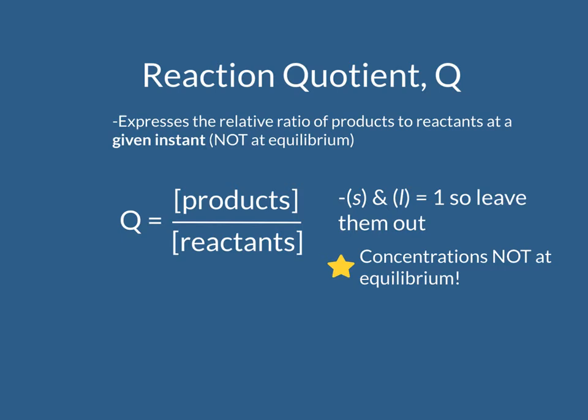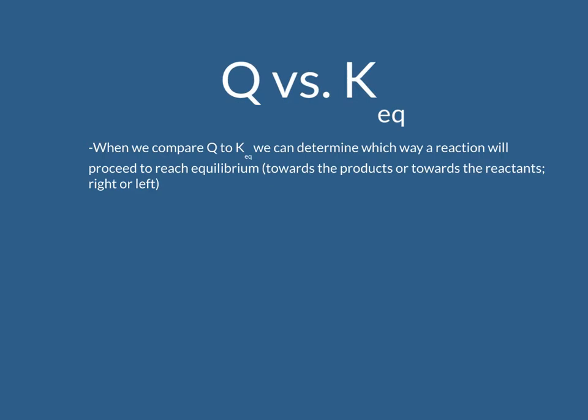So once we've calculated Q and K, we can compare them to each other to determine which way a reaction will proceed to reach equilibrium, either towards the products, meaning that it'll make more products to reach equilibrium, or towards the reactants, meaning that it will make more reactants to reach equilibrium. So if our Q value is equal to K, the system is already at equilibrium, so there is no shift.